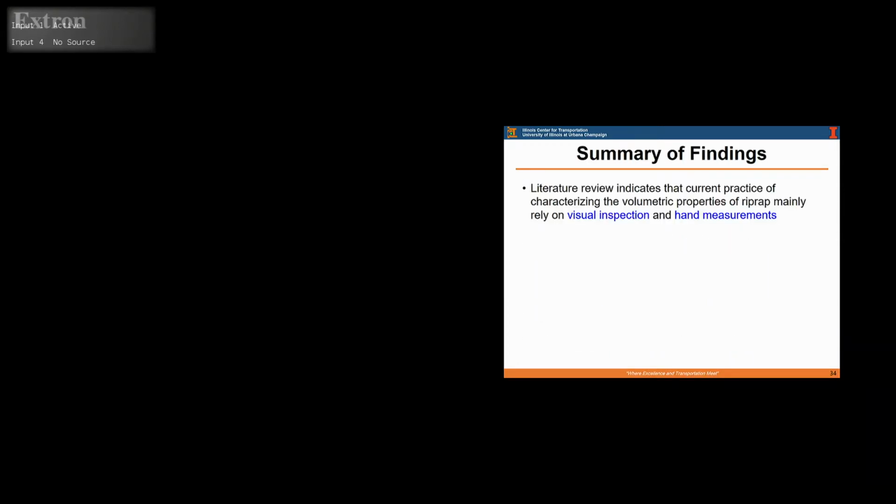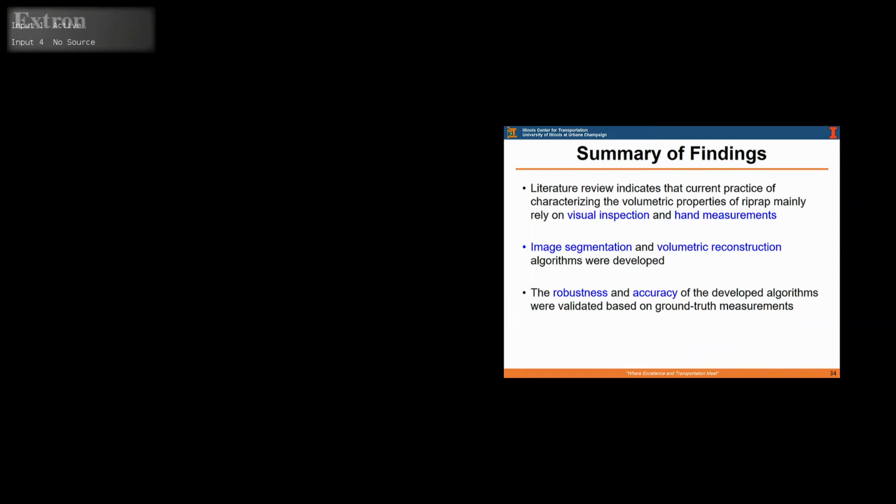Next, we have some summaries of this project. So first, we did literature reviews of the current practice of characterizing the rock material. That's basically visual inspection or hand measurement. And we developed two algorithms, the image segmentation and the volumetric reconstruction algorithm. And their robustness and accuracy are validated against ground truth.